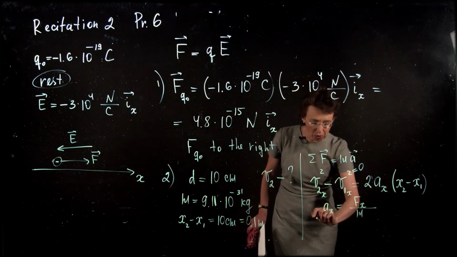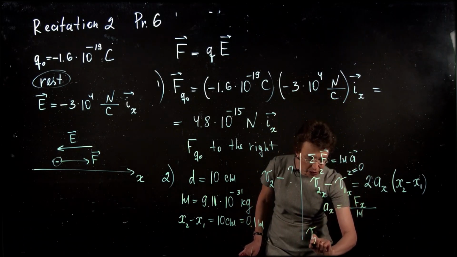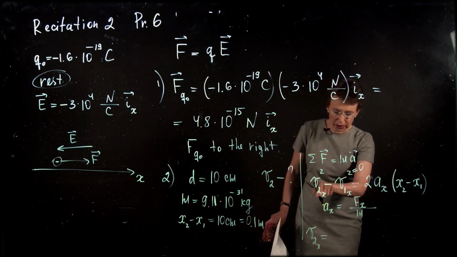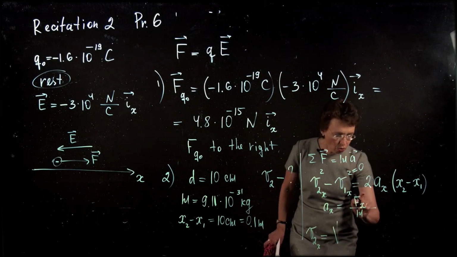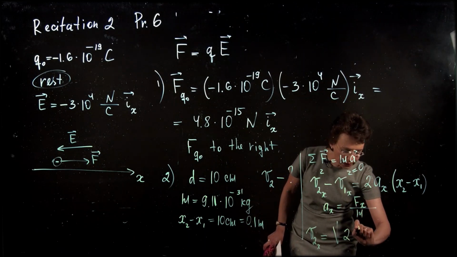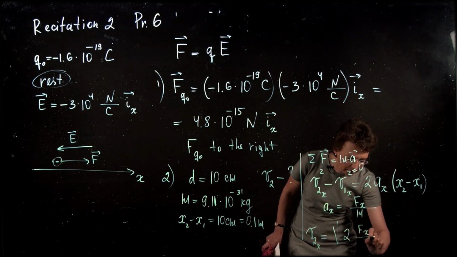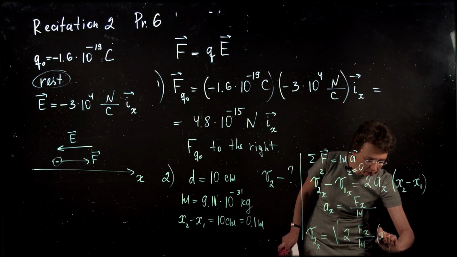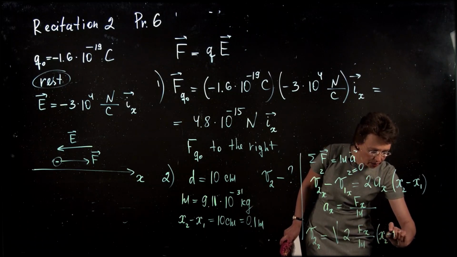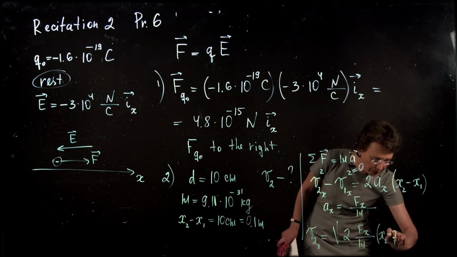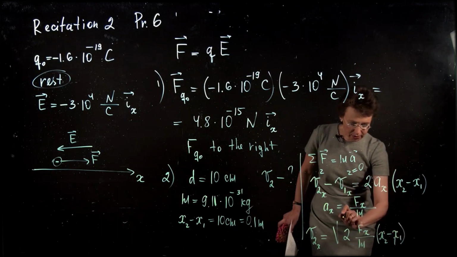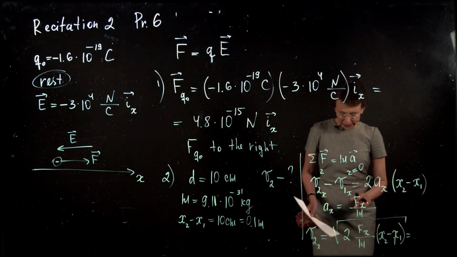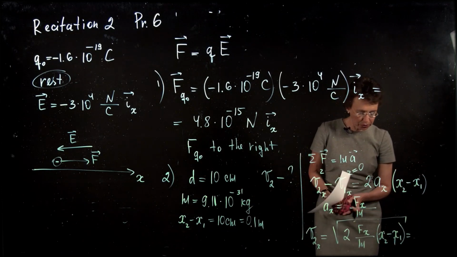So what will be our final velocity v2x? It will be the square root, because it is v2 squared, of 2, then Fx divided by m, and then x2 minus x1. Square root. So if I plug in numbers, I will do it here on the left.